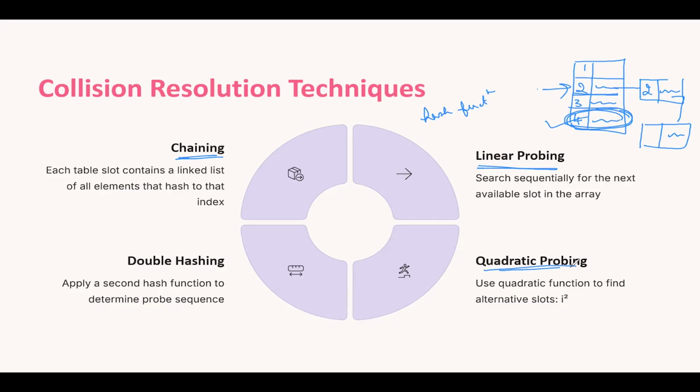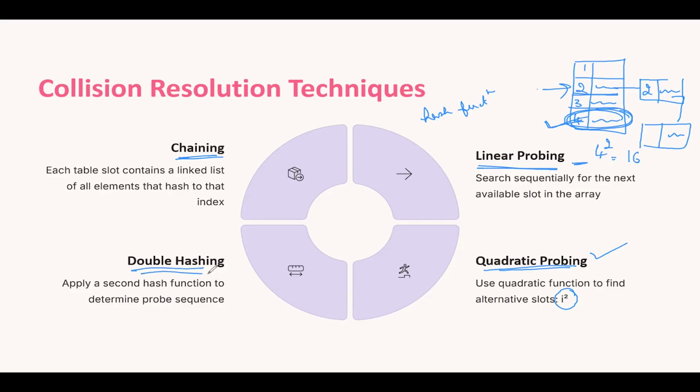What is quadratic probing? Quadratic probing is the same as linear probing, but here we use the square of the probe step to find the alternative slot. For example, 2 means 2 squared, so 4. If 4 is free, I store it there. Suppose 4 is also filled, then 4 squared, which is 16. I go to 16 and see if it is free. That is quadratic probing.